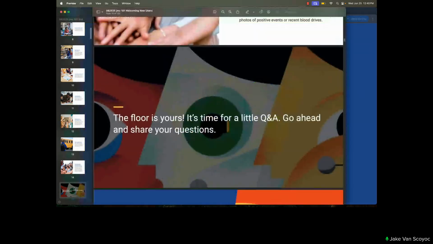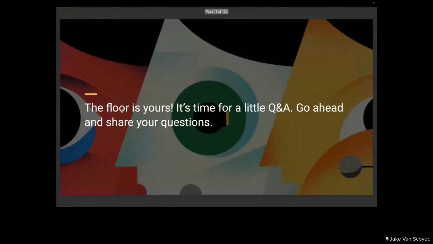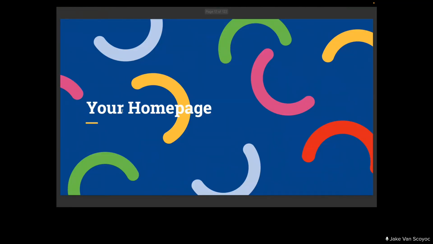We went through each one. I'm going to keep on rolling because I said we've got a lot of information in this particular training. And so we want to keep you rolling. All right. Getting started in JMC Office with key pages and features. Greg, why don't you walk us through our homepage?